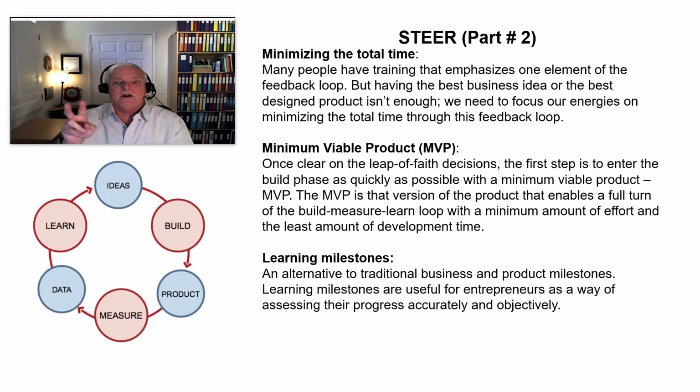Now we're going to go into part number 2. Okay, vision was number 1. Now we're going to go into steer. And steer is exactly like it sounds. We're going to start to talk about how we move, minimizing the total time. He's going to talk about how in a startup, many people have training that emphasizes one element of the feedback loop, but having the best business idea or the best designed product isn't enough. We need to focus our energies on minimizing the total time through the feedback loop. That entire time. Not just one element of it.